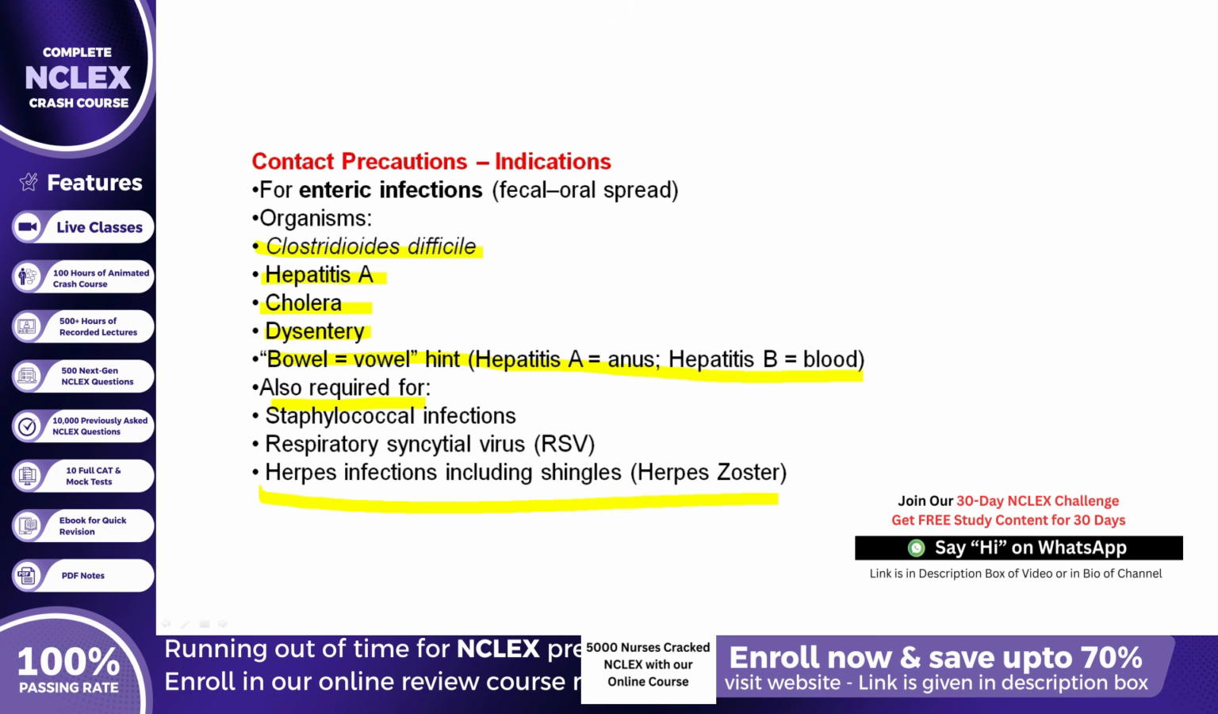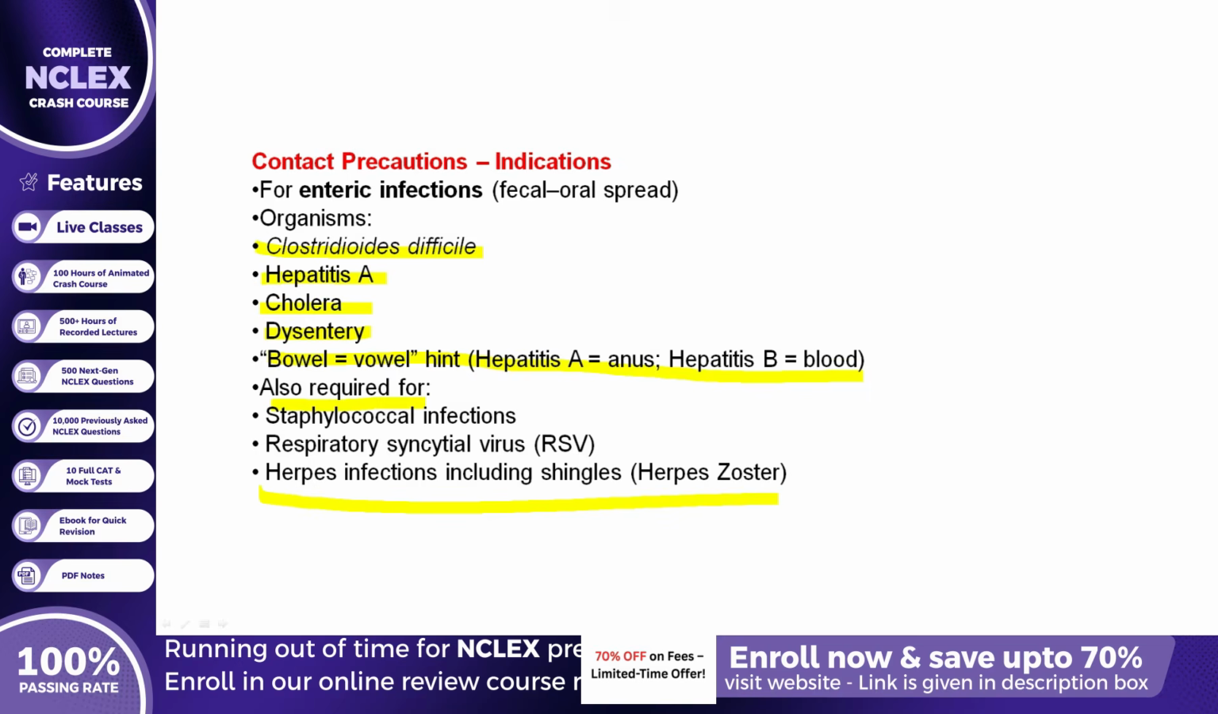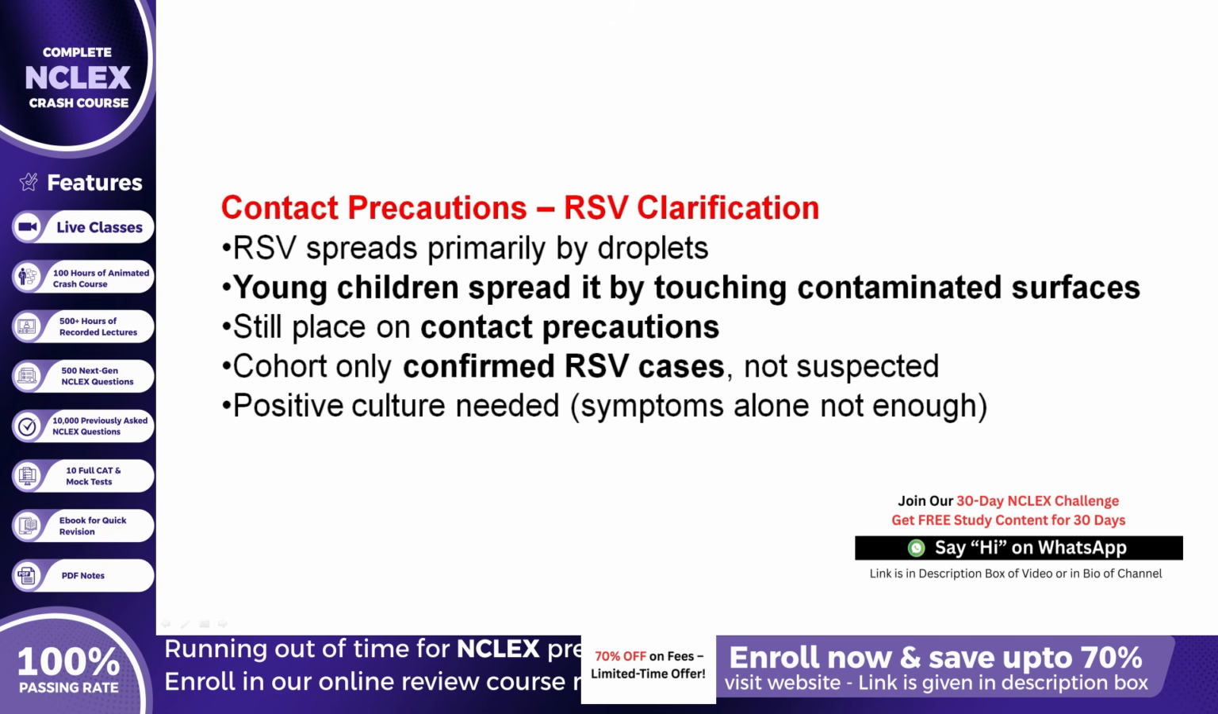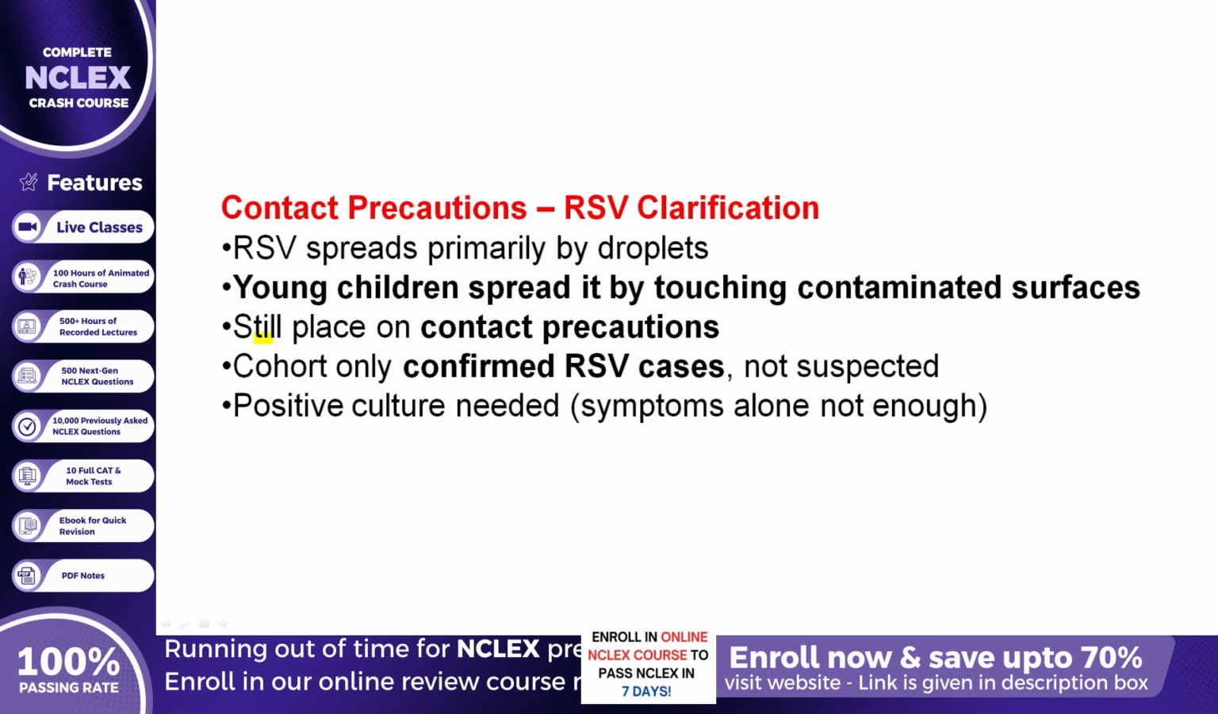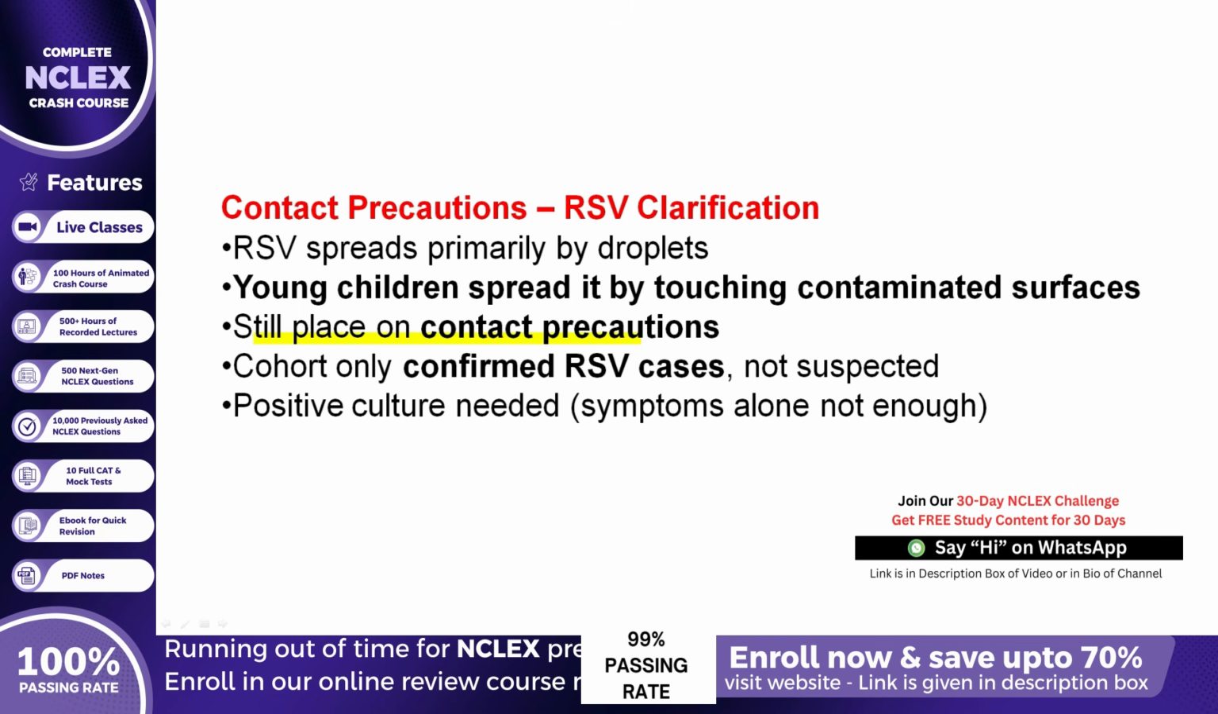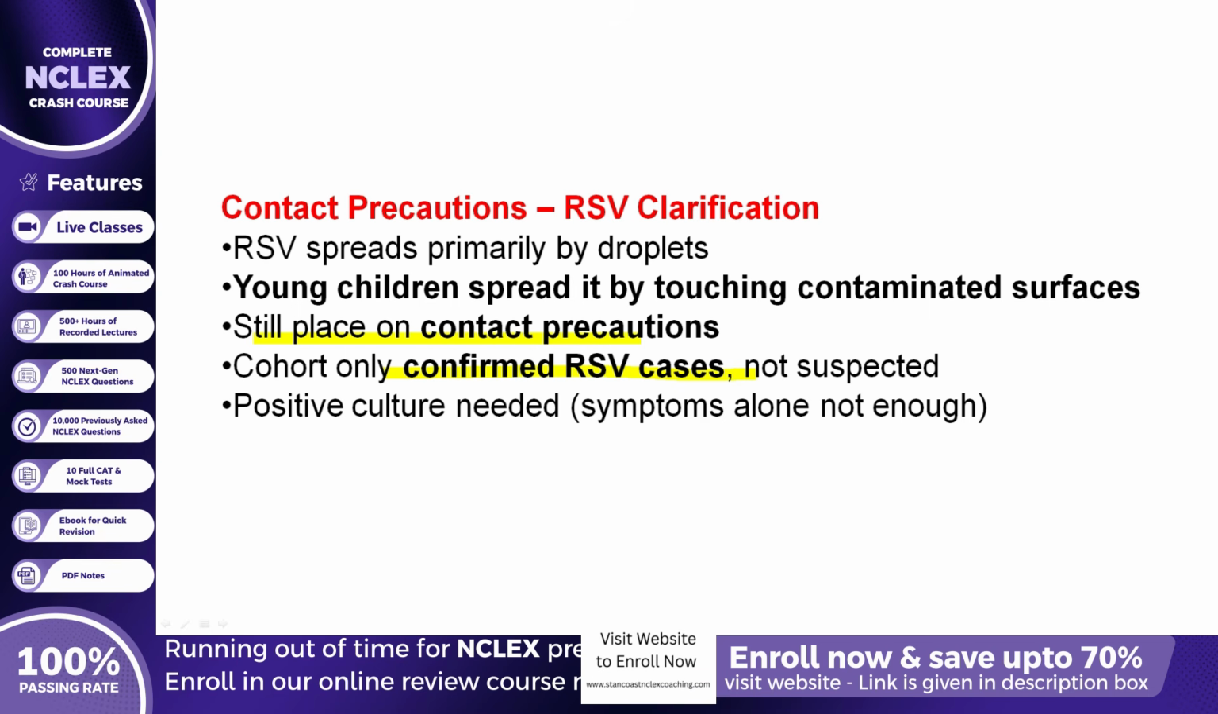Moving deeper into RSV, we begin by clarifying that RSV spreads primarily by droplets. Then we acknowledge that young children often spread it by touching contaminated surfaces. Even with that, we still place these patients on contact precautions. Next, we cohort only confirmed RSV cases and not suspected cases. And finally, a positive culture is needed because symptoms alone are not enough.